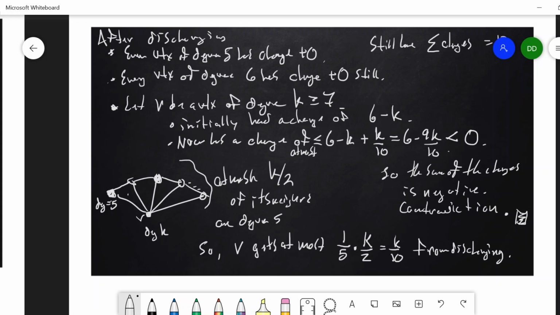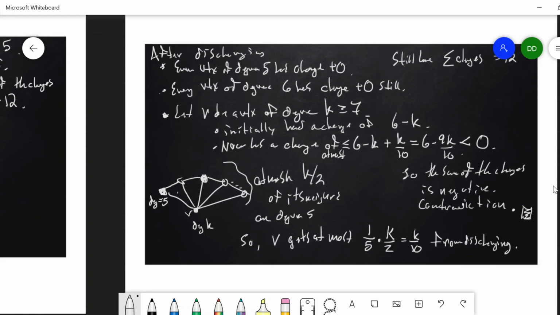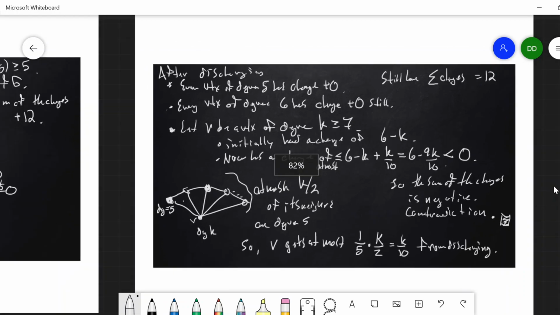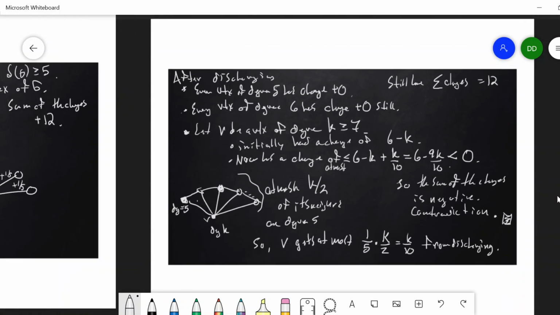So this discharging has been used to prove other theorems. There's one in the book. There's an exercise. I don't believe I assigned it here. But yeah, this is a neat method for certain results.